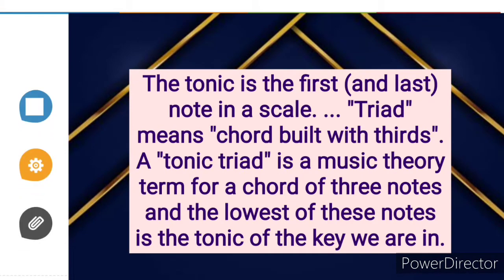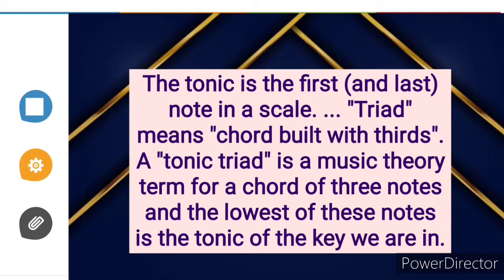The tonic is the first and the last note in a scale. Yes, because a scale is made up of 8 notes. And those 8 notes are 1, 2, 3, 4, 5, 6, 7, 8. Or you say C, D, E, F, G, A, B, and C. So C becomes a tonic. And the C on the 8th part becomes a tonic as well.